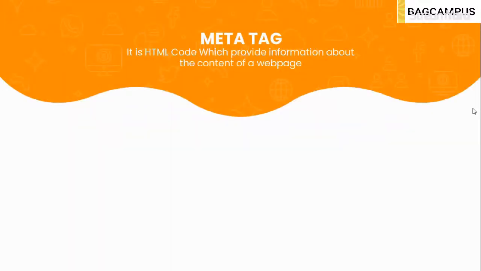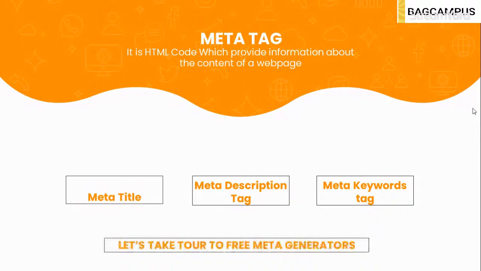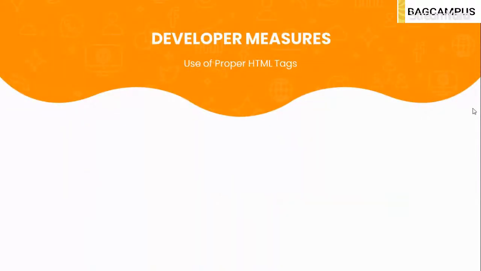The meta tag we discussed yesterday is an HTML code that provides information about the content of a page. We discussed the meta title, meta description tag, and meta keyword tag, and we also took two or three free meta tag generators. Then we learned about the developer measures.